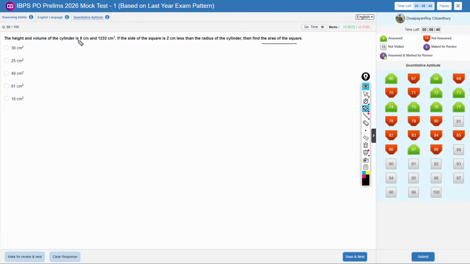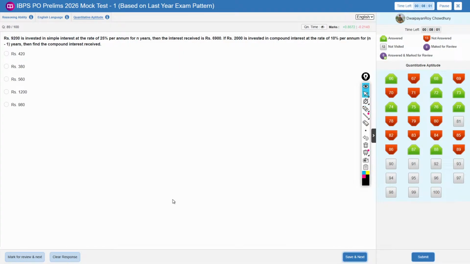Area of the square, okay. Height and volume 8. The side of the square is 2 less than the radius. So cylinder, right? So pi r square h is equal to 1,232. So 8. Okay, 22. 5 times 132, 6 times, then 7. So r is 7. 2 less. So 5. Area is going to be 25.